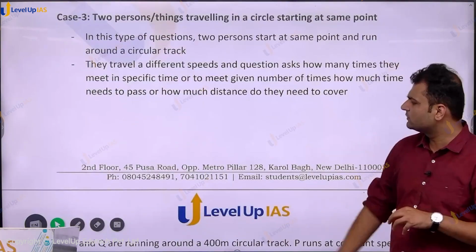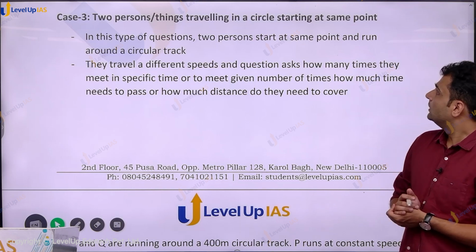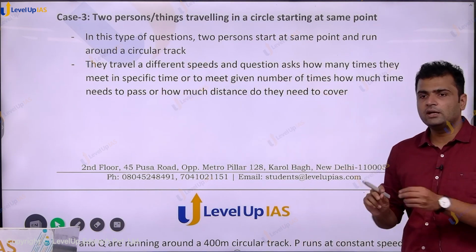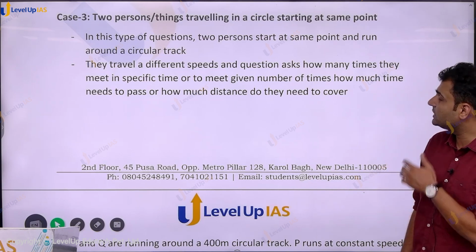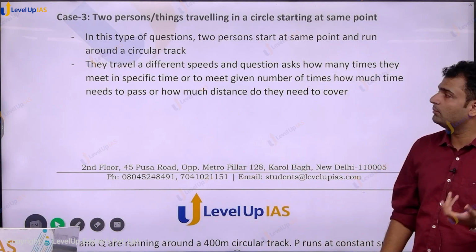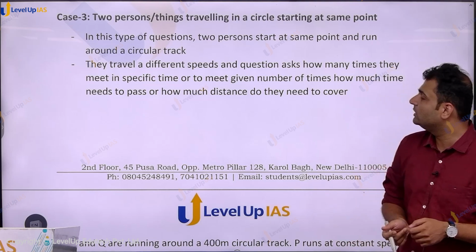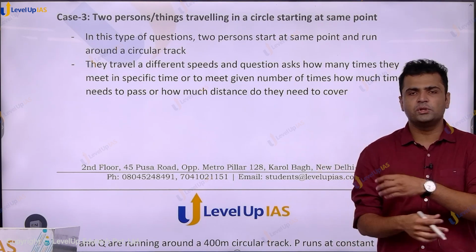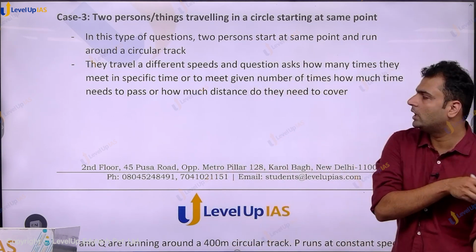Next type of question, which is a favorite of UPSC these days, is circular track questions. In this type of question, 2 persons start at the same point and run around a circular track. They travel at different speeds, and the question asks how many times they meet in a specific time, or to meet a given number of times, how much time should be spent, or how much distance they need to cover. So of these 3 quantities, distance, speed and time, UPSC can play around with these. You will be given 2, and the third thing will be unknown.